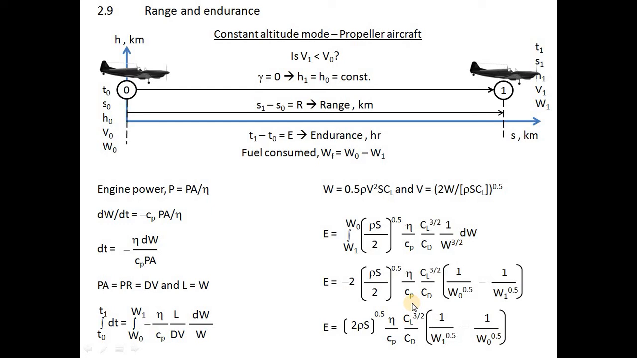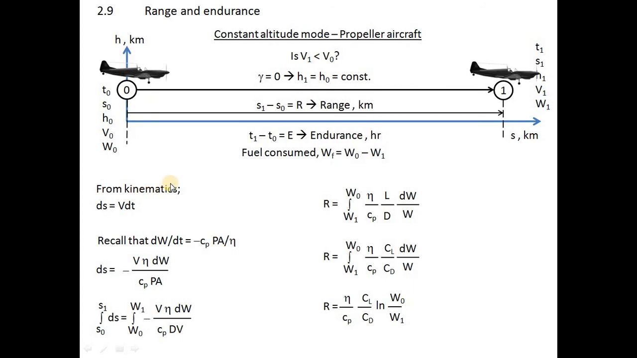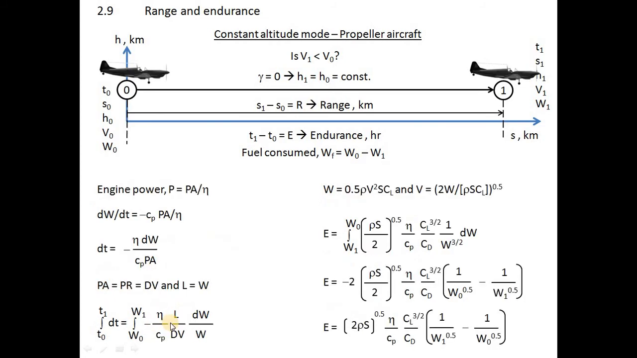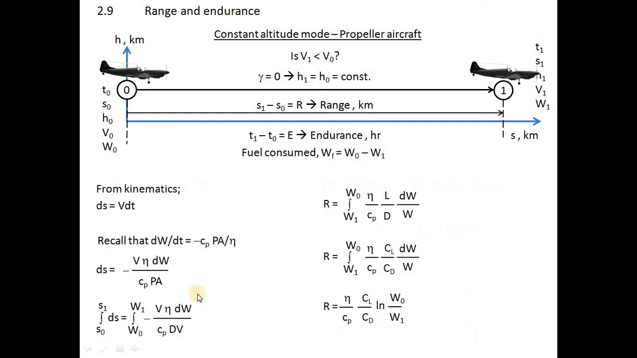Okay, understood? Now let's look at the range. For range, again, we take out this equation: ds is equal to V dt, and we recall that dW over dt is equal to this. The same way we did for the jet engine, we put the same equation here, but not thrust available. This time it is power available. You have all those efficiency equations and CP inside. Again, you replace with the proper equation. You know that PA is equal to this. Put this equation there.